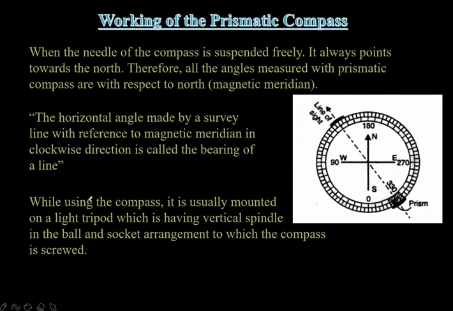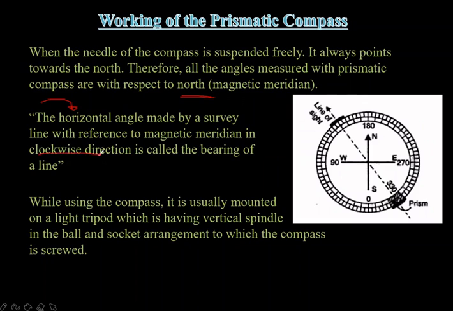Now we will know the working of the prismatic compass. When the needle of the compass is suspended freely, it always points towards the north. This we know from our PU. Therefore all the angles measured with the prismatic compass are with respect to the north or magnetic meridian. The horizontal angle made by a survey line with reference to the magnetic meridian in the clockwise direction is called the bearing of the line.